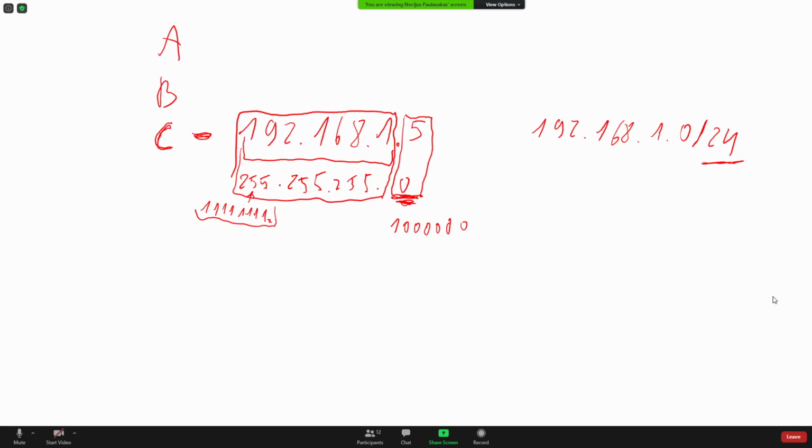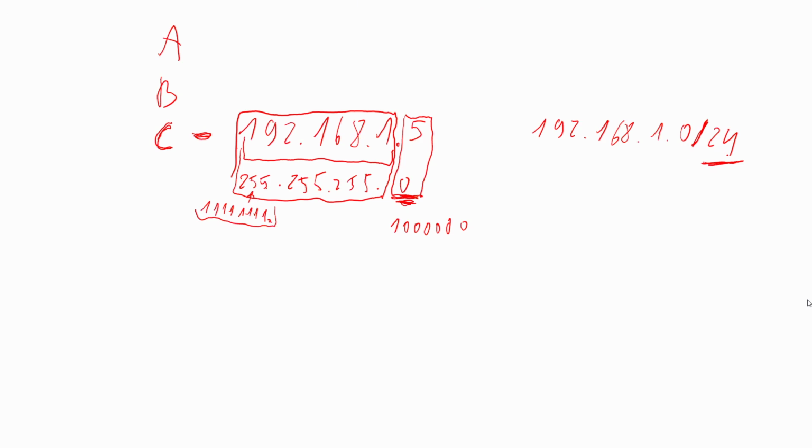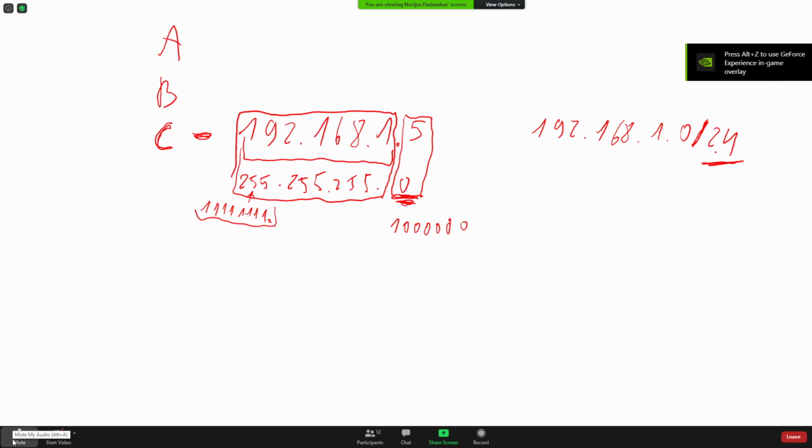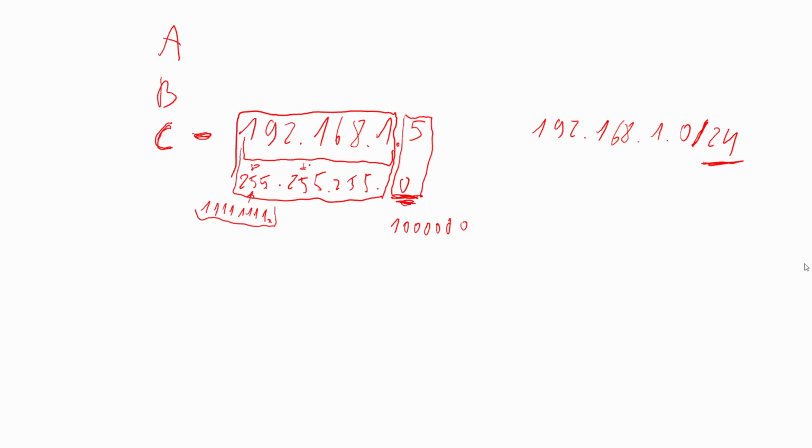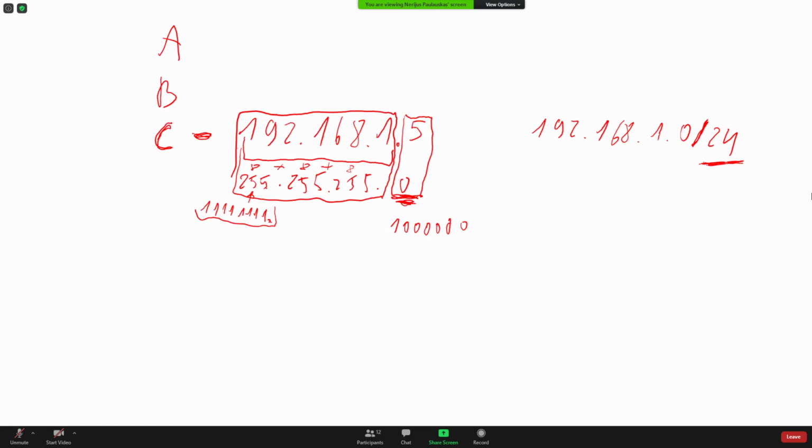Number 24? 24 means ones, the number of ones in the subnet mask. For example, you see here is 8 bits of ones, here is 8 bits of ones, and here is 8 bits of ones. So 8 plus 8 plus 8, we have 24 bits.